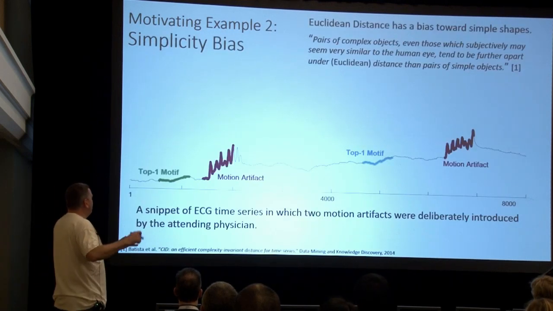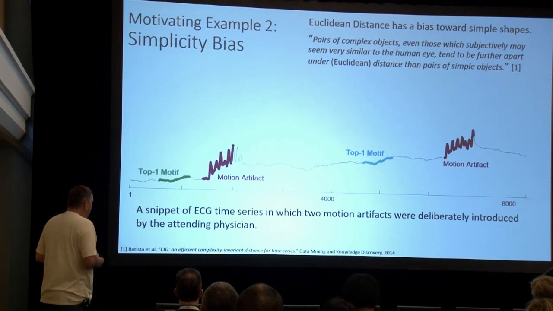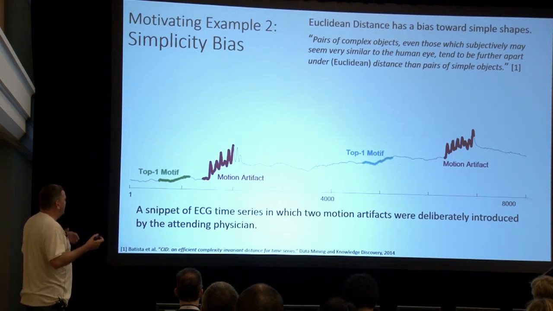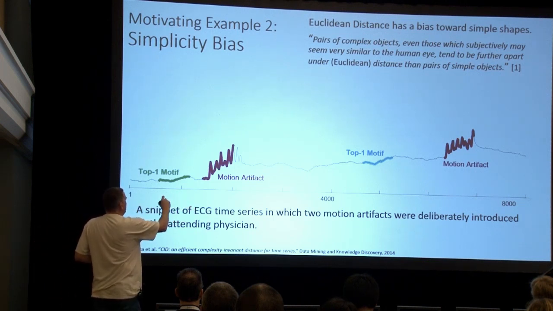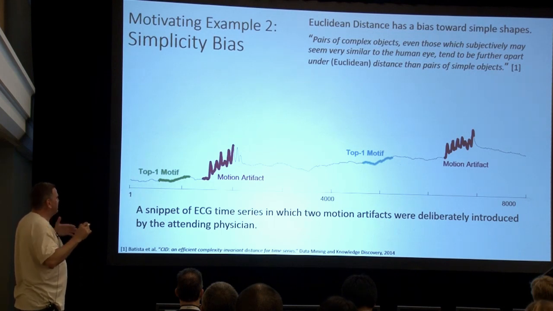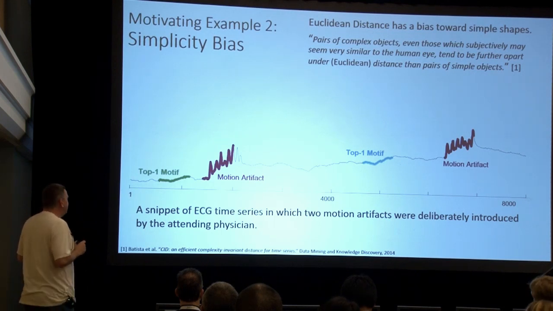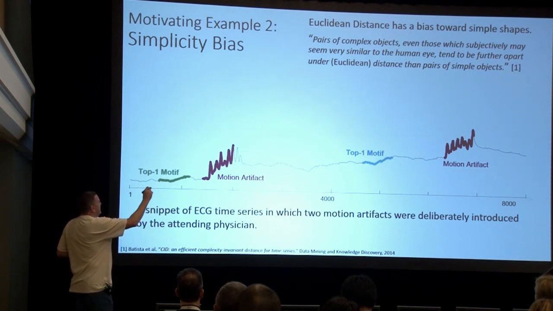Another problem you might have in your domain is specificity bias. Here we have a data set, and if I ask you what the motifs are, your eye would say, oh, that one here is repeated almost exactly twice. That's interesting to me. But amazingly, motif discovery will not find these. It will find this simple thing here instead as the motif.